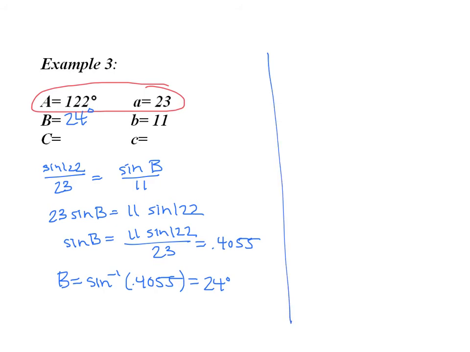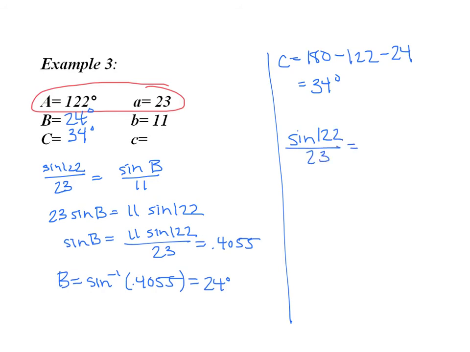Now we can go ahead and find C, because now we have two angles. So to get C, I'm just going to take 180 minus 122 minus 24. And when you do that, you're going to get 34 degrees. Now we have to find little c. Remember, you cannot use the Pythagorean theorem. So again, we're going to set up the proportion. So we're going to do sine of 122 over 23. I'm going to use angle C, which I found to be 34 degrees, over little c.